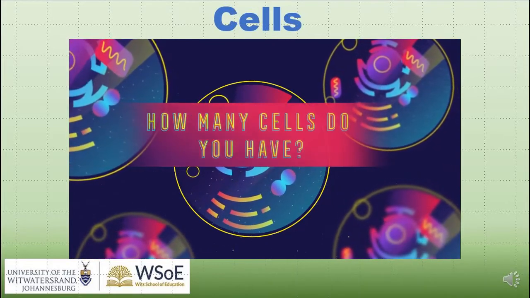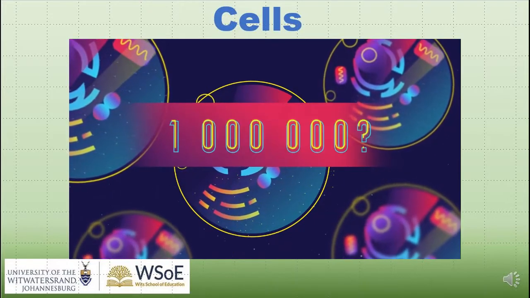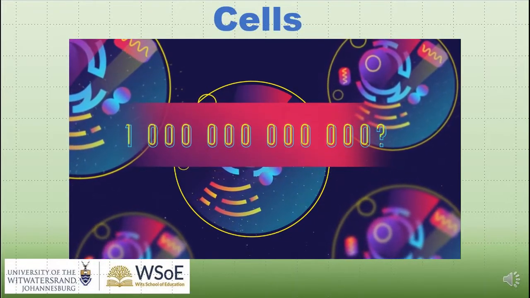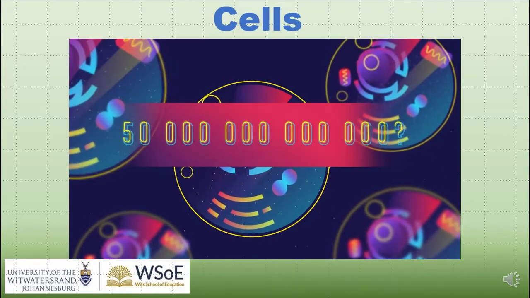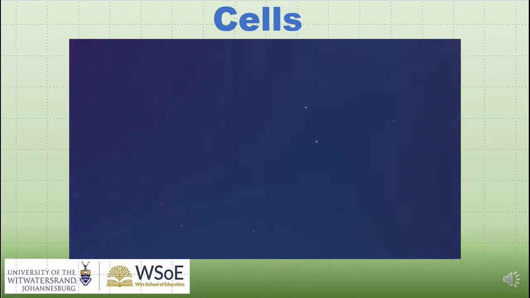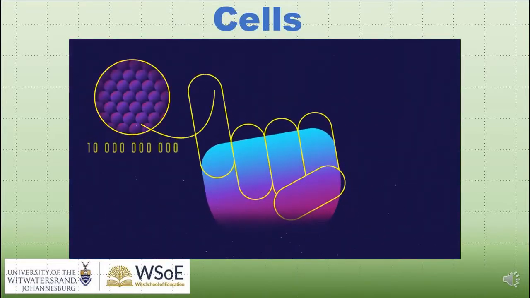So how many cells do you think you have in your body? 1,000? A million? More. We contain around 50 trillion cells. Have a look at your little finger. There's probably about 10 billion cells in there.